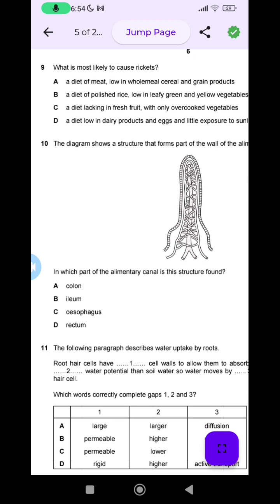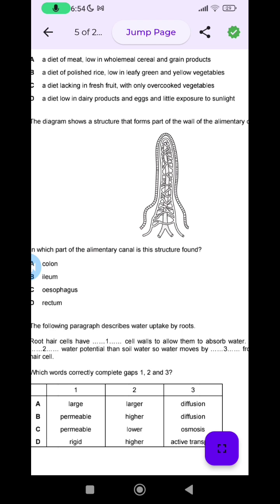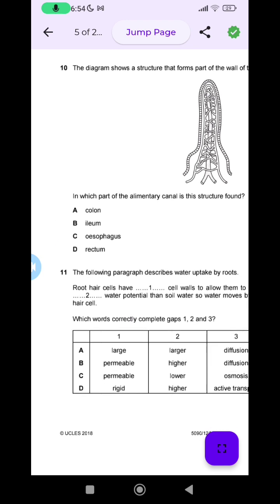Alright, question 10. The diagram shows a structure that forms part of the wall of the alimentary canal. Now we can clearly see this is the villi. Which part of the alimentary canal is the structure found? Now we know villi is found in the ileum, so B is the correct option.